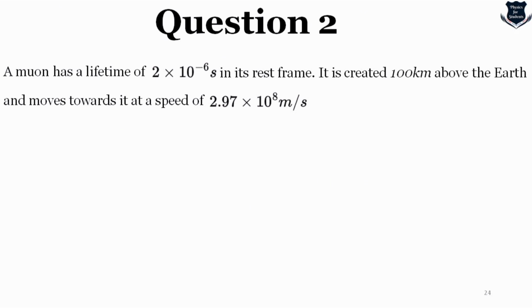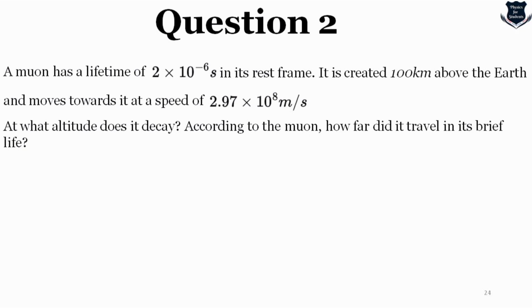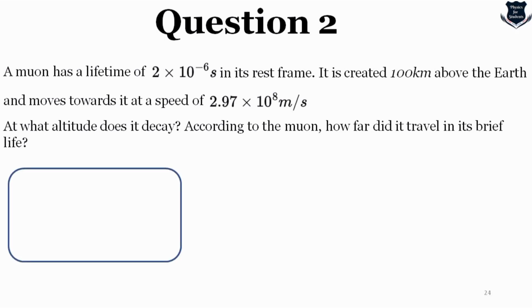Okay, now a muon has a lifetime of this, and it is created 100 km above the Earth and moves towards it at a speed of this. Now I would like to give you a brief idea about what a muon is. The problem is: at what altitude does it decay, and according to the muon, how far does it travel?